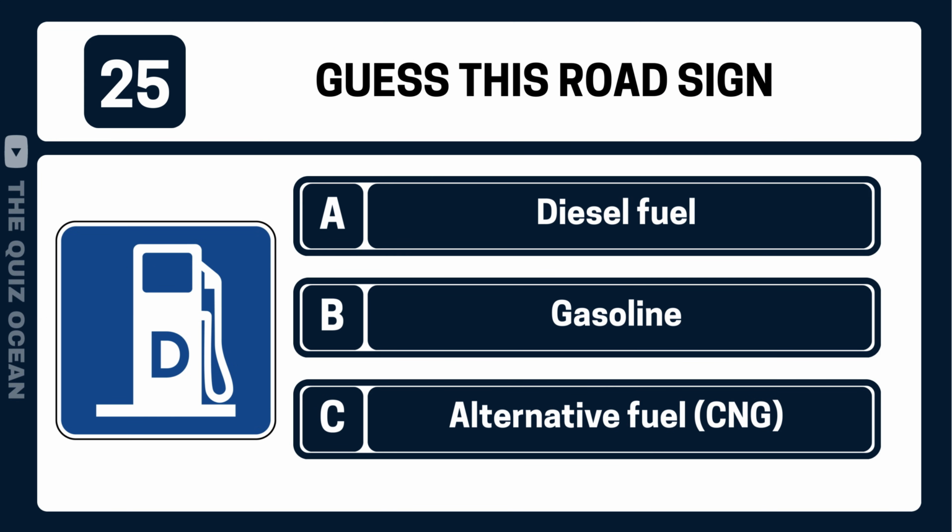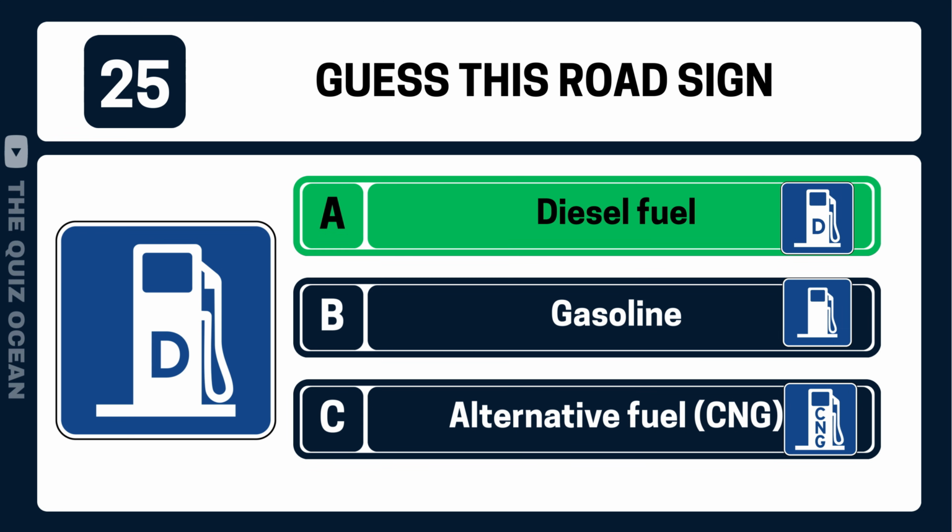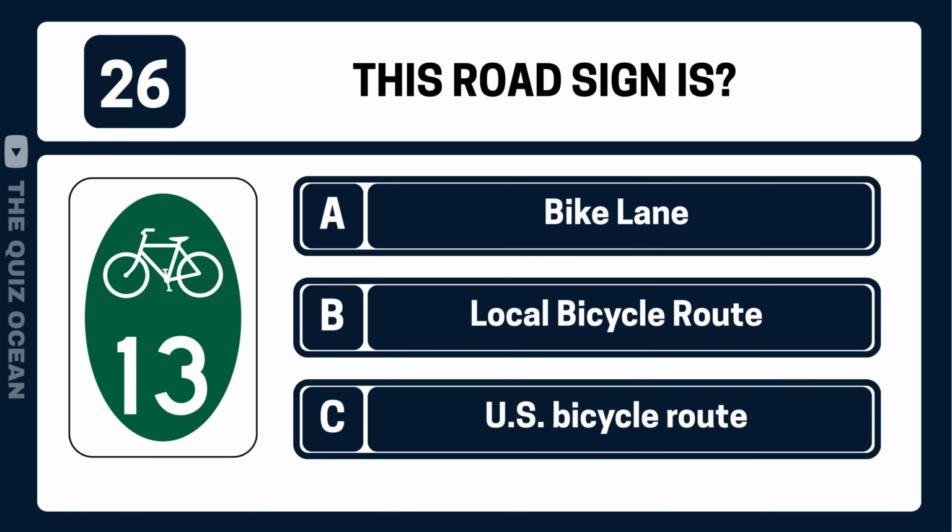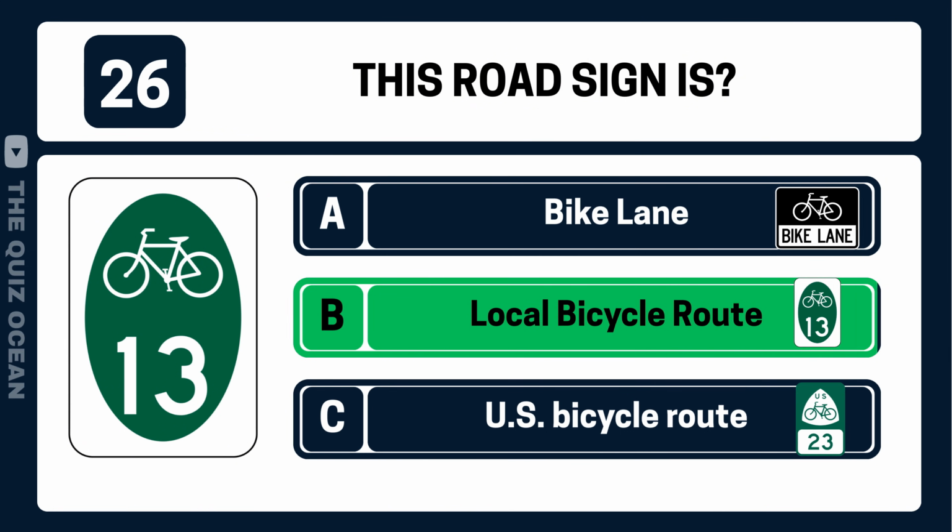Guess this road sign. Well spotted. This is the diesel fuel sign. This road sign is? Exactly. This is the local bicycle route sign.